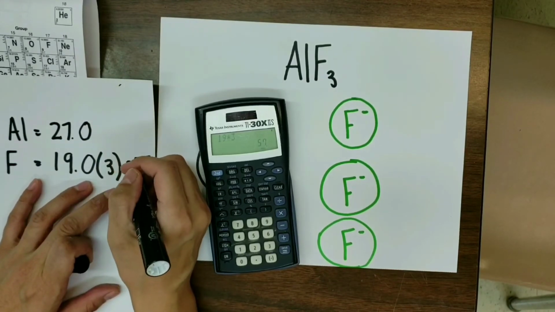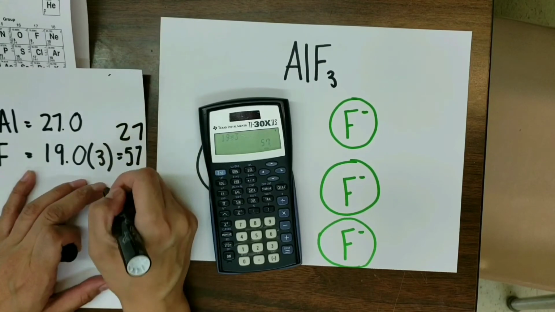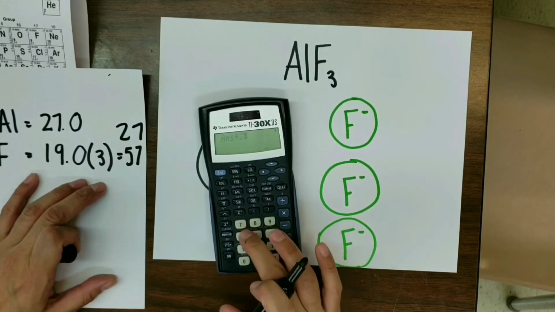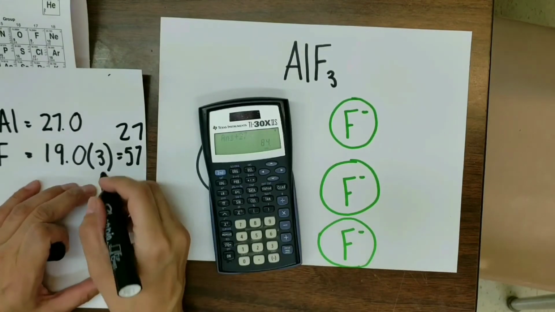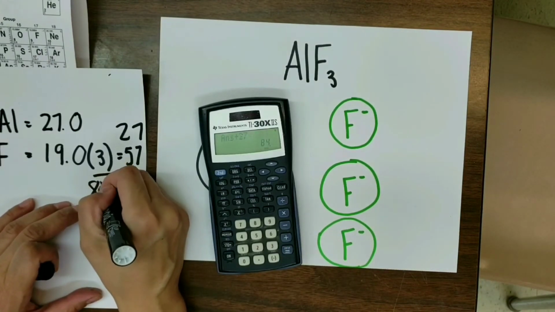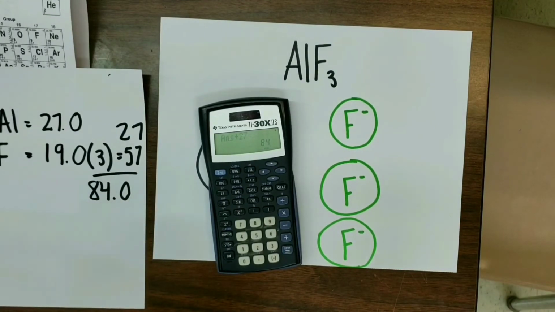If we add that mass to the mass of our single aluminum, 27, we can get the total mass of our substance to be 84. Now, because we had a decimal point in our masses, we will keep it.